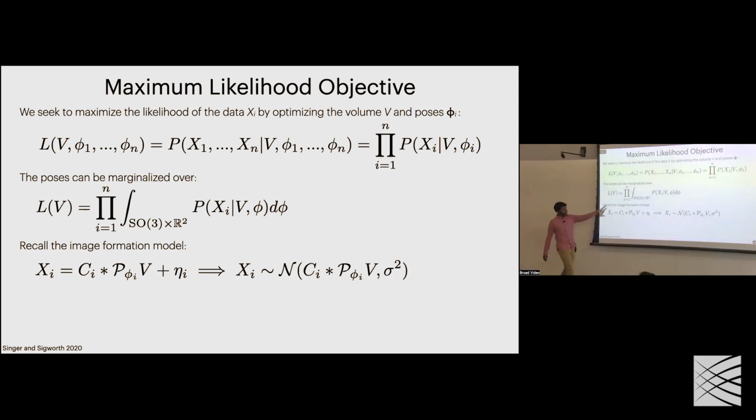Okay, so from this, all we need is really an expression for this. What is the likelihood of a single image given a volume and a pose? To get that, we can think back to our image formation model. Again, we said an image is formed by projecting this volume and then adding some Gaussian noise. Alternatively, we can reformulate that by saying that the image itself is a sample from a multivariate Gaussian distribution centered on that clean projection image, with variance sigma.